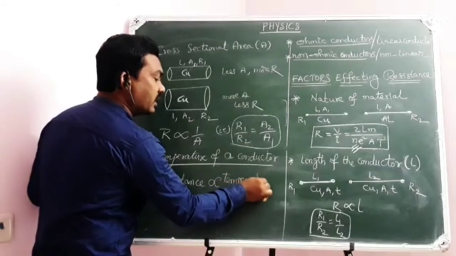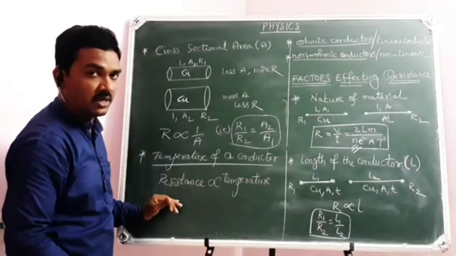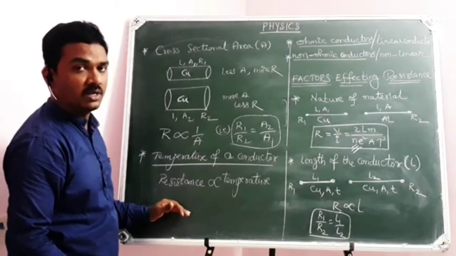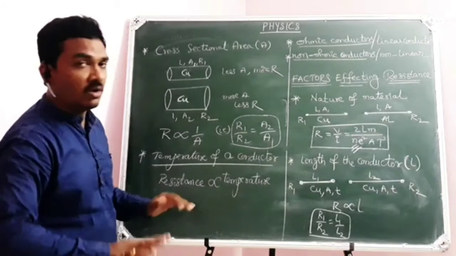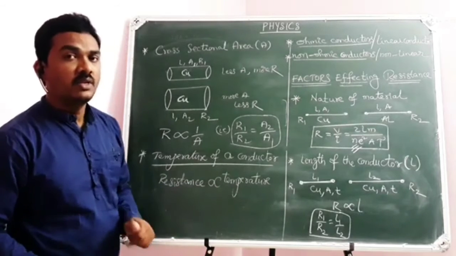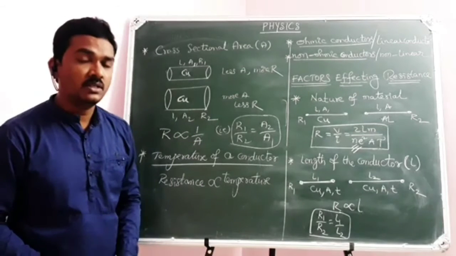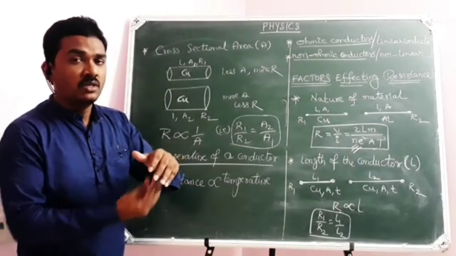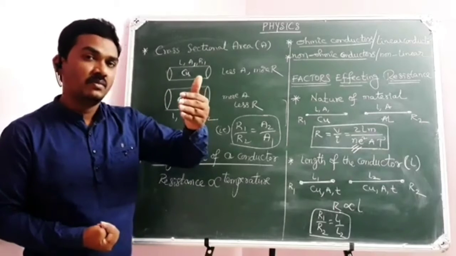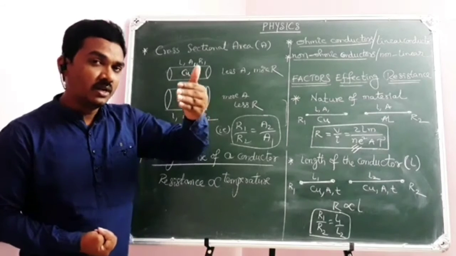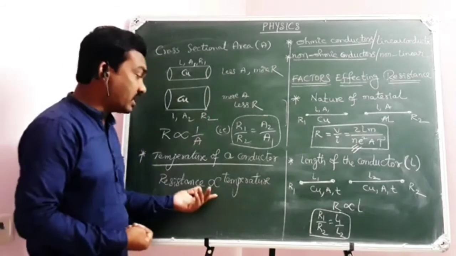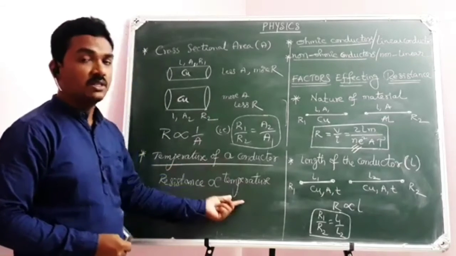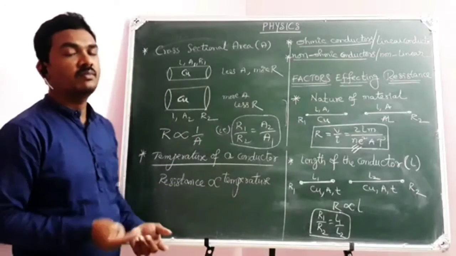Means as the temperature of a conductor increases, resistance will increase. As the temperature of the conductor decreases, resistance will decrease. Remember, that will not be the same for semiconductors. In the case of semiconductors, if you heat them, if you raise their temperature, they become good conductors. That means their resistance will decrease. So this is for conductors, don't forget. As the temperature of a conductor increases, the resistance will increase.